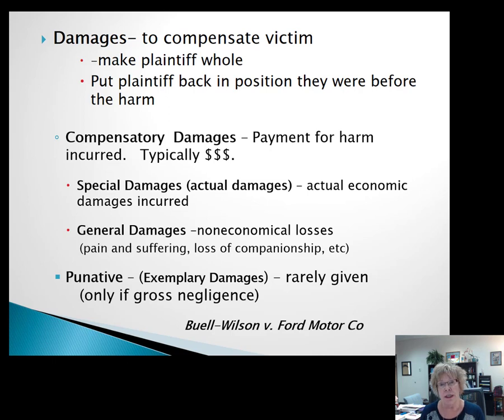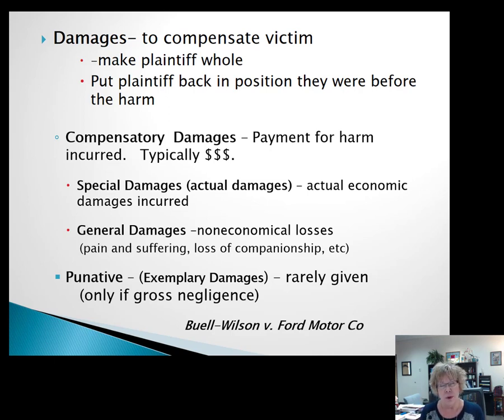But then the jury added punitive damages to those amounts, to the tune of 246 more million dollars, which is more than the compensatory damages combined. And that is what Ford appealed on, that the punitive damages were way too high. They should not have to pay that. And the appellate court agreed.